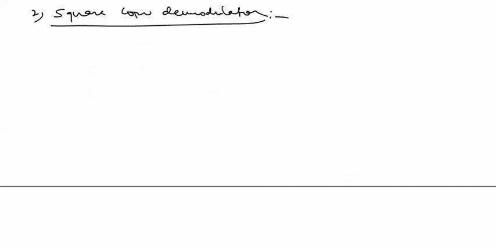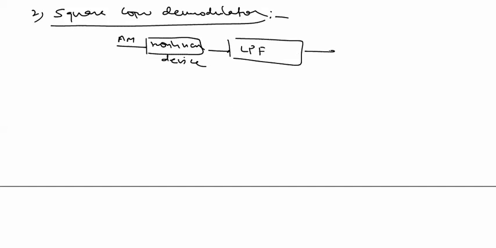In a square law demodulator, the AM wave is applied to a non-linear device, and at the output there is an LPF, a low pass filter. For demodulation we use a low pass filter because we want the original message signal from the AM waveform. For modulation we use a band pass filter because via modulation a low pass signal is converted into a band pass signal. Via demodulation a band pass signal is converted into a low pass signal.